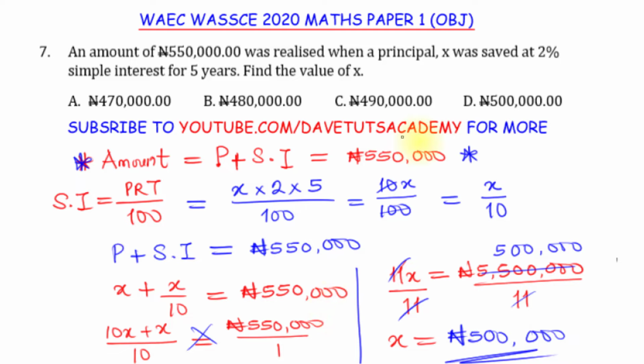What we just need to note so that we don't get to miss this question is that the amount we are talking about originally is actually the addition of the principal and the simple interest. So if we add those two, it's going to give us the amount that had been realized, which is 450,000 naira, and solving for that, our x will be 500,000. And looking at the option, we can see option D is the correct one that is giving us our answer.